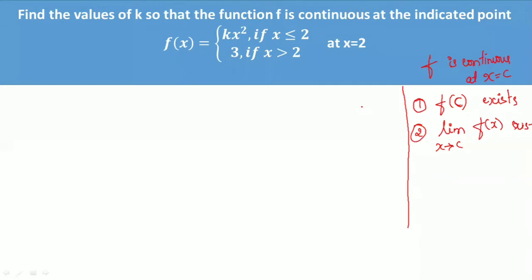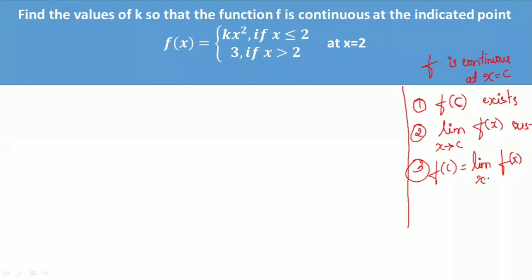if left hand limit is equal to right hand limit, right? So what you have to do, you have to find the LHL as we approach that particular point, and you have to find the RHL as we approach that particular point, and check whether both are equal. If both are equal, then the limit exists. And the third condition you have to prove is that whatever answer you get for the first one and for the second one, both should be equal.